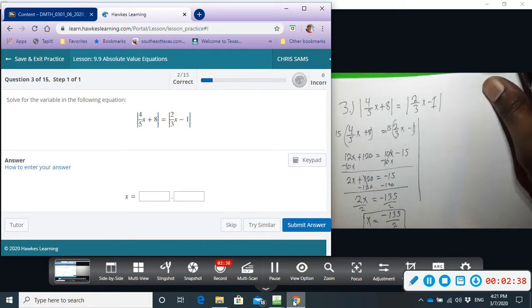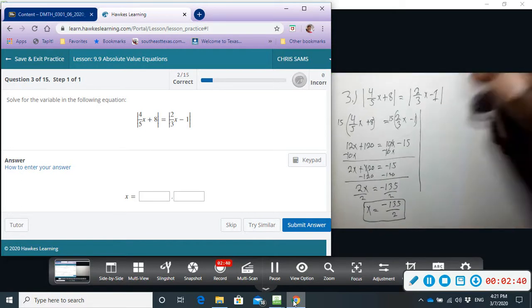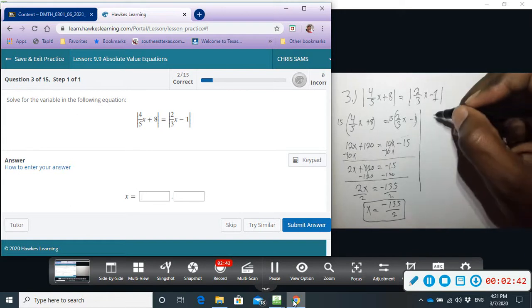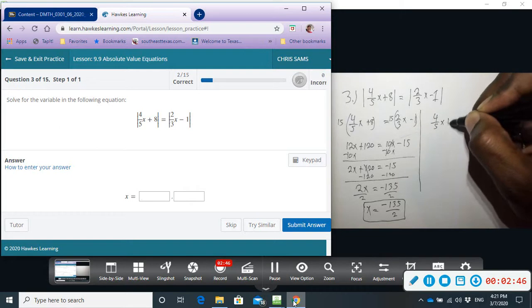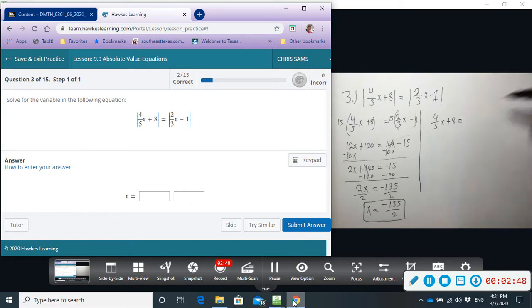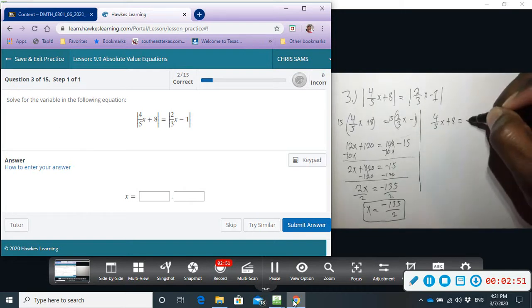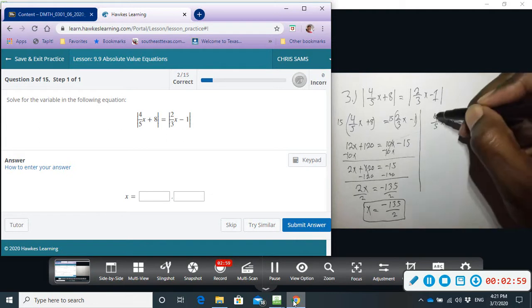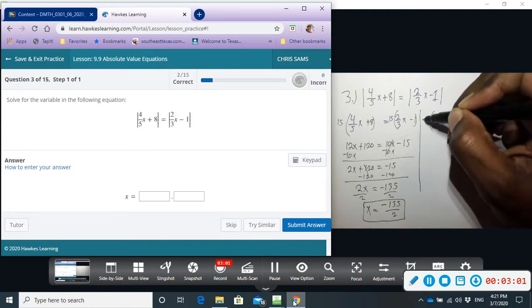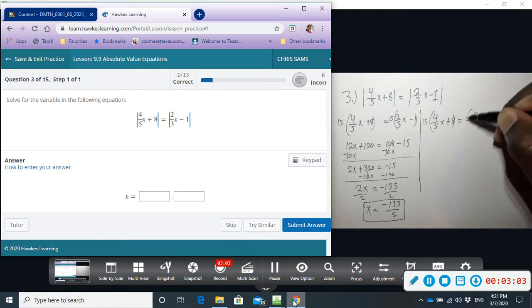Then on the other side, we're going to do the same thing, except we're going to change the sign. So we will have 4 over 5x plus 8 equals. Change the sign, this will become negative 2 over 3x. This will become positive 1. We'll do the same thing. We're going to multiply by 15. This whole thing is multiplied by 15.